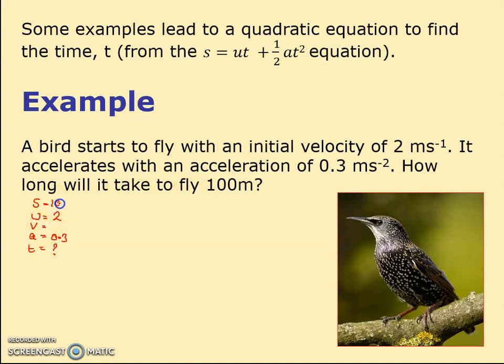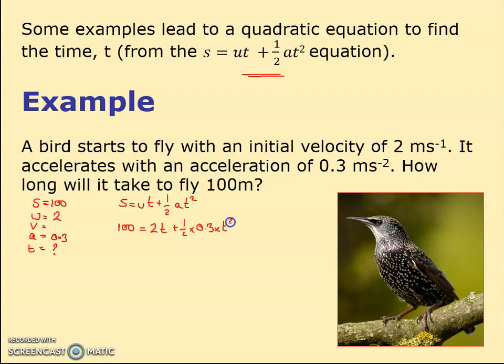Oh, that's that one there. Yes, the distance traveled, if you like, displacement. So I haven't got the v, so this equation is s equals ut plus a half at squared. s, of course, is 100 equals u, what's u, 2. And I don't know t, so I have to write 2t plus a half times 0.3.